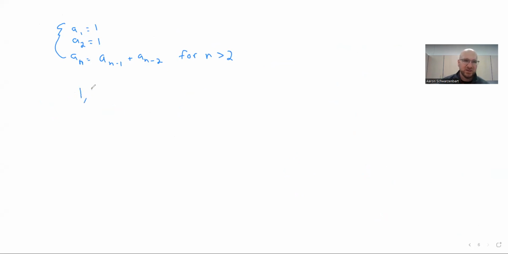So this sequence, 1, 1, then add the previous term, a sub n minus 1, plus two terms ago, a sub n minus 2. So 1 plus 1 is 2. Now I've got 2 plus 1 is 3. 3 plus 2 is 5. 5 plus 3 is 8. 13, 21, 34, 55, 89. And that is the Fibonacci sequence, named after a famous Italian guy.